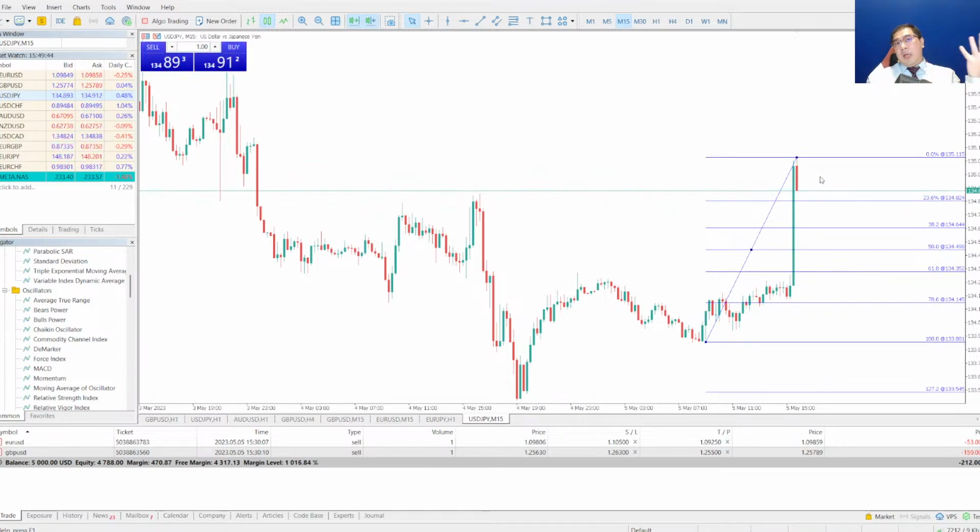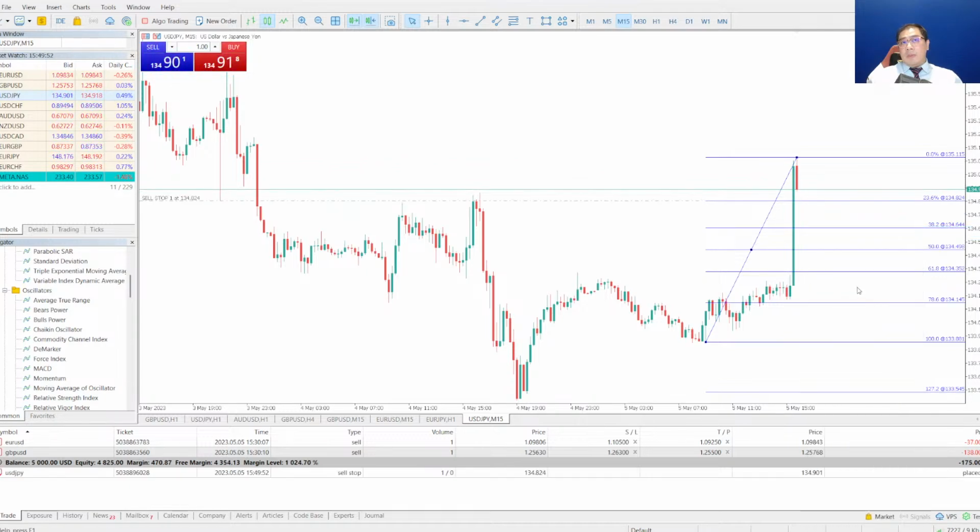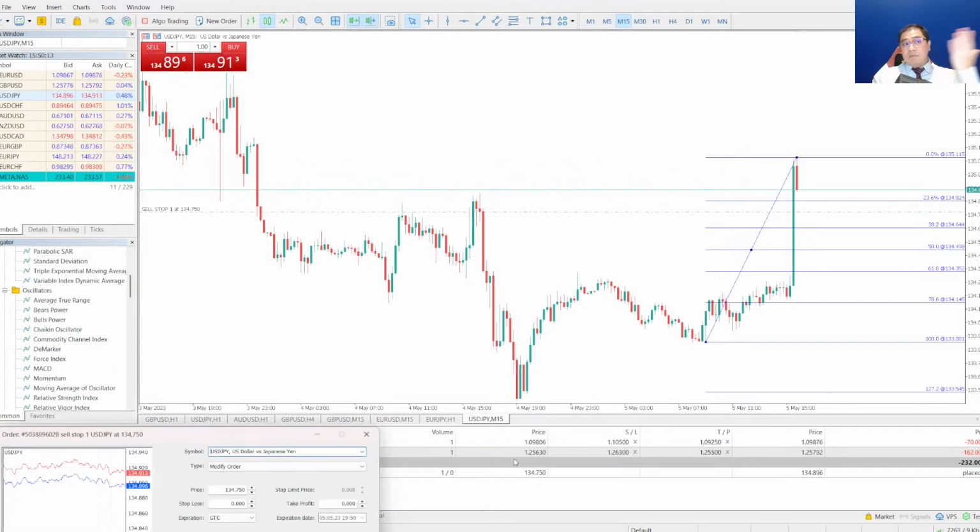Could I create a short order if I want to? Yeah, I could. I could create an order here. I could do a sell stop over there. So if price goes to 23.6% and it goes down a little bit lower, in fact, I'll actually adjust it a little bit lower towards 1.13475 because that's a psychological price level. So if price goes to 134.75, then yeah, I've got a pending order, and I can modify my stop loss as well.